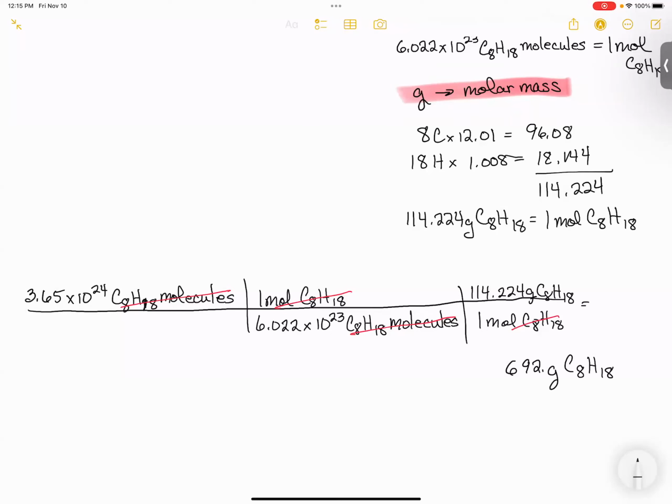Okay, so 99% of the time, your answer will have the same number of significant digits as the measurement that is the lowest in the actual problem. So in other words, I don't take into account my conversion factors.